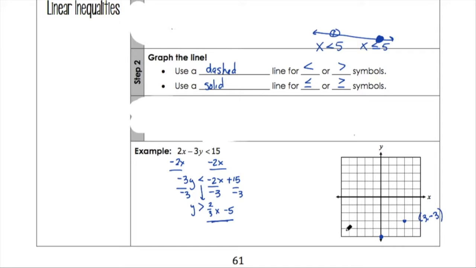So let's think about that point. Is 3, negative 3 an answer, a solution to this inequality? Well, if I plug in negative 3 for y, greater than 2/3 times 3 minus 5. Okay, 2/3 of 3 is 2, so is negative 3 greater than 2 minus 5? We get the fact that negative 3, is it greater than negative 3? It's not greater than. If there was an equal to bar, it would be okay, but it's not, so that's not true. So we would say this is false.